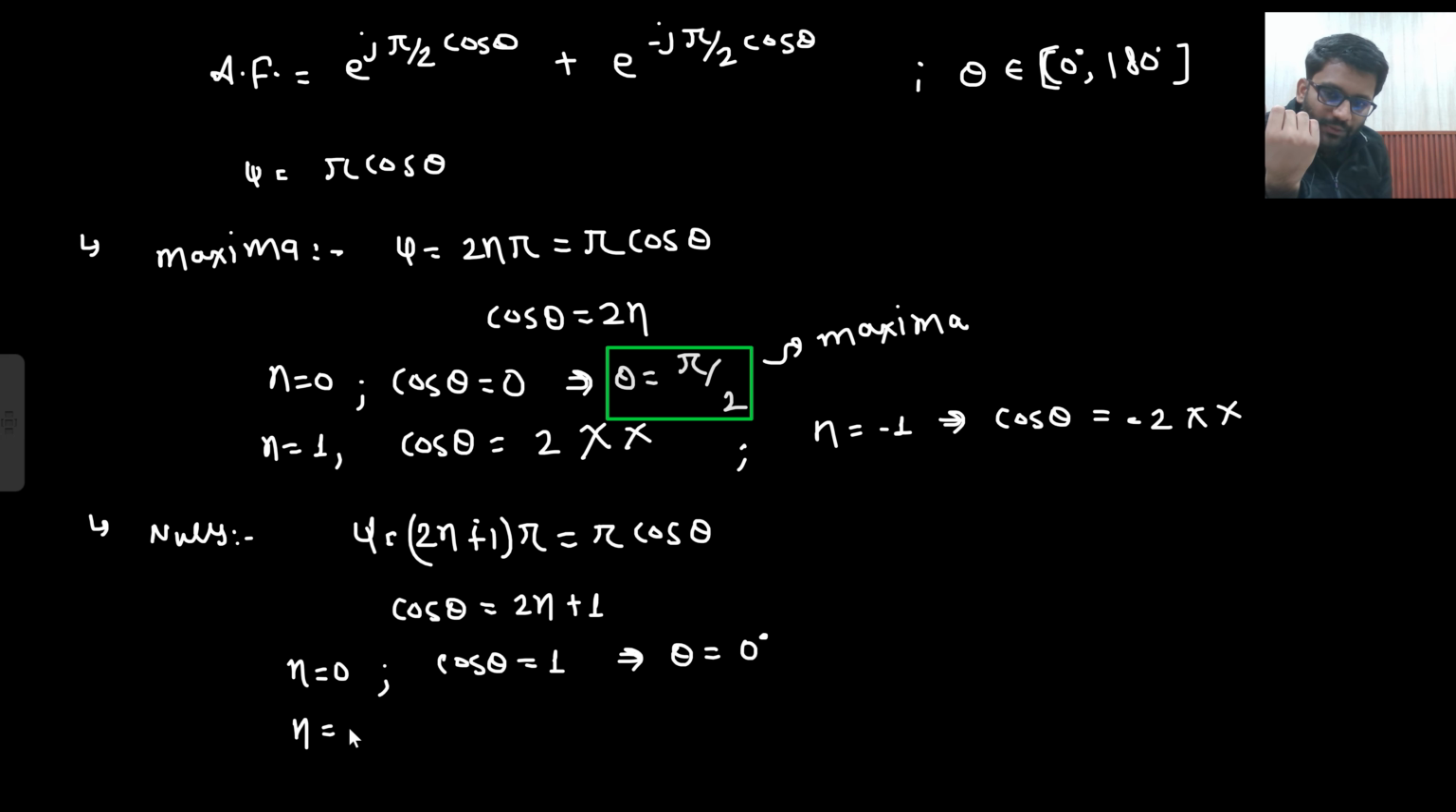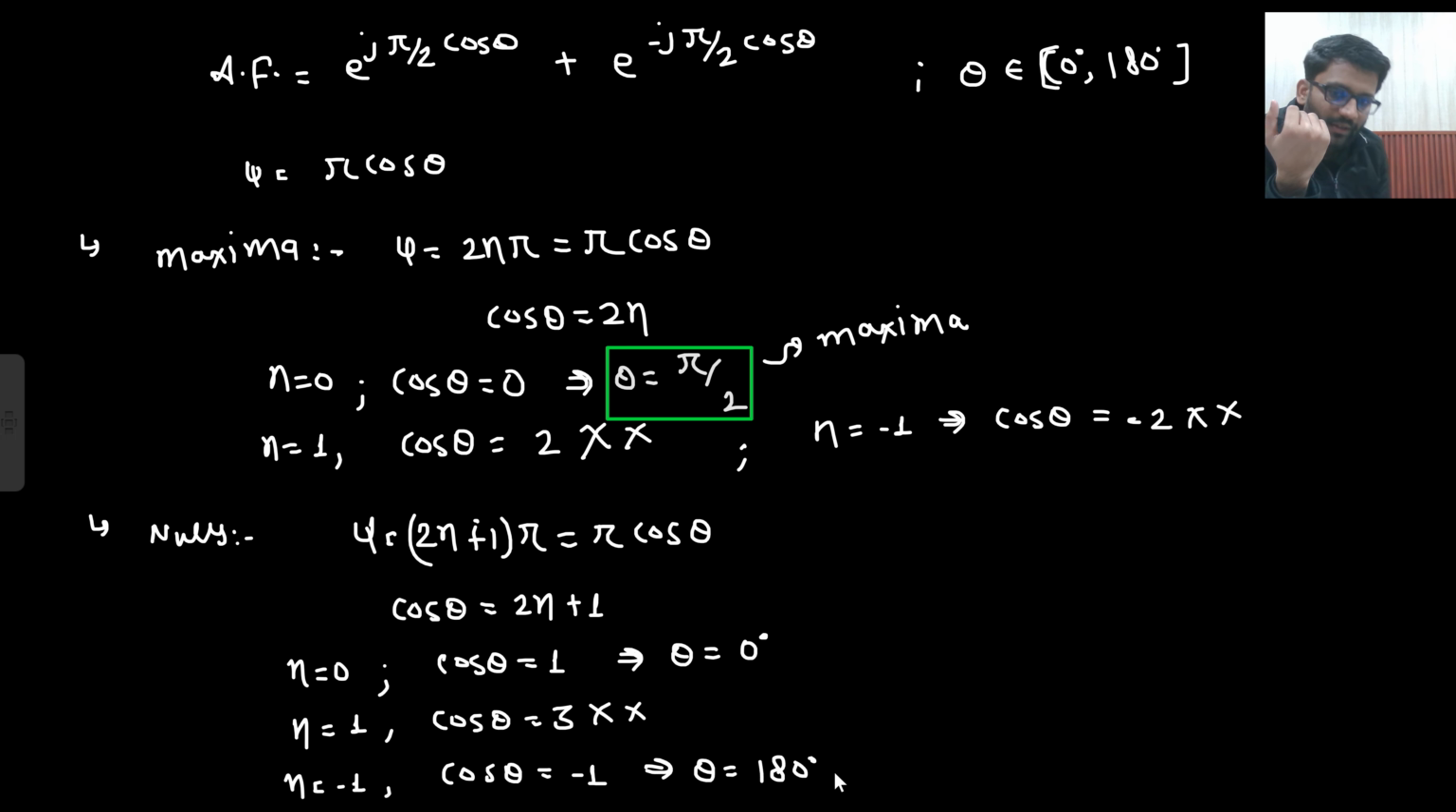If I put n equals 1, what am I getting? Cos theta equals 3, not acceptable. If I put n equals minus 1, cos theta equals minus 1. Yes, this is acceptable. Where are you getting it? At 180 degree. So cos theta equals minus 1 means theta equals 180 degree.